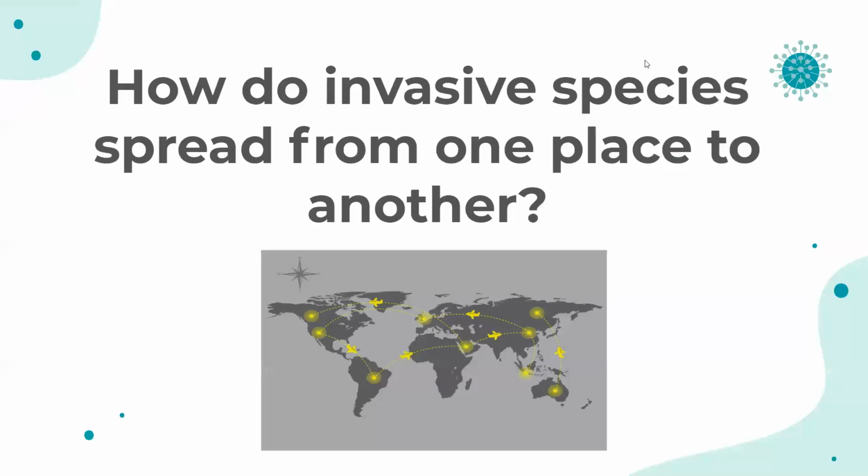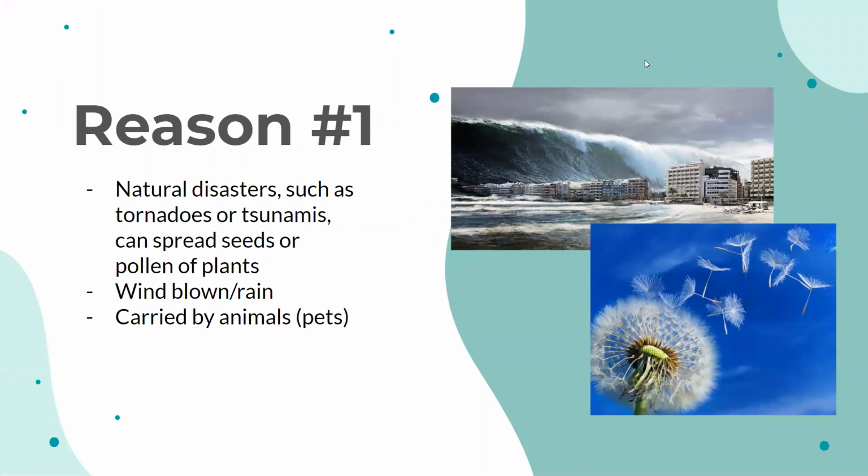So how do invasive species spread from one place to another? Well, the most common is natural disasters like tornadoes and tsunamis, because these natural phenomenons have a lot of wind and rain, these carry pollen, seeds, and animals all from one place to another. So they populate in different areas and they travel over long distances.